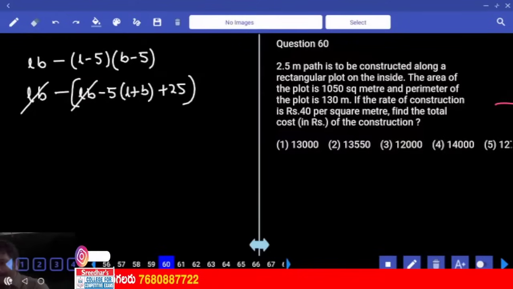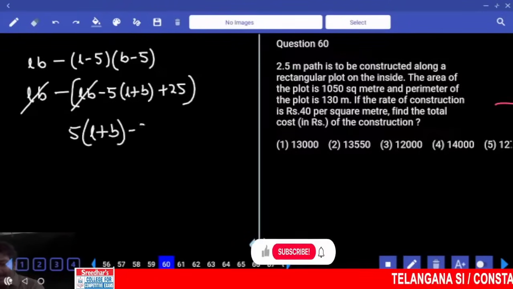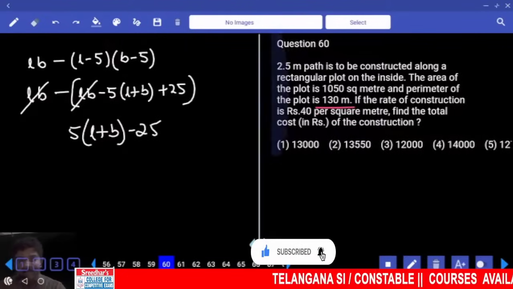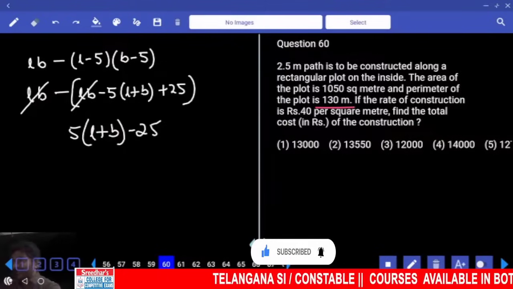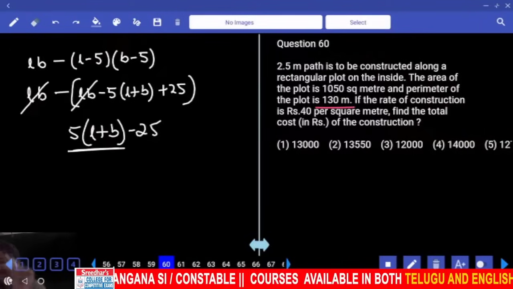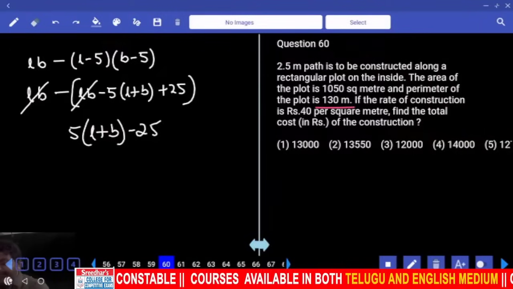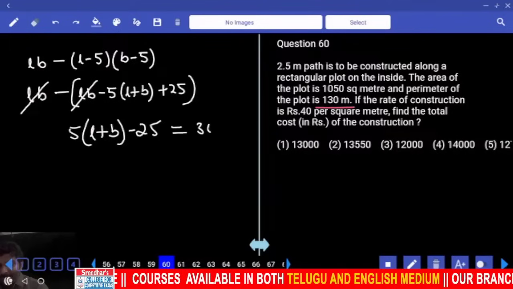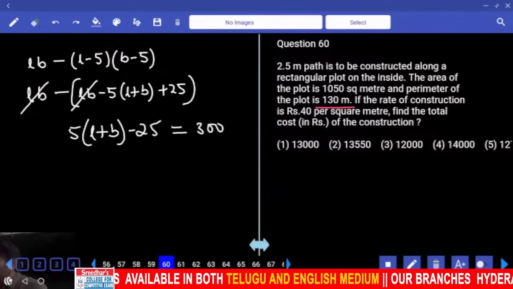LB gets cancelled. Minus of minus, minus of plus. So it will finally be 5 times of L plus B minus 25 only. Perimeter is 130. From this, 2 times of L plus B is 130. Then L plus B is 65, 5 times 65 is 325, minus 25. So the path area is 300.